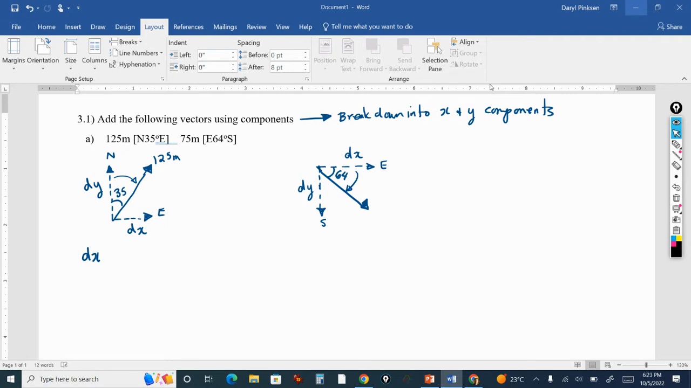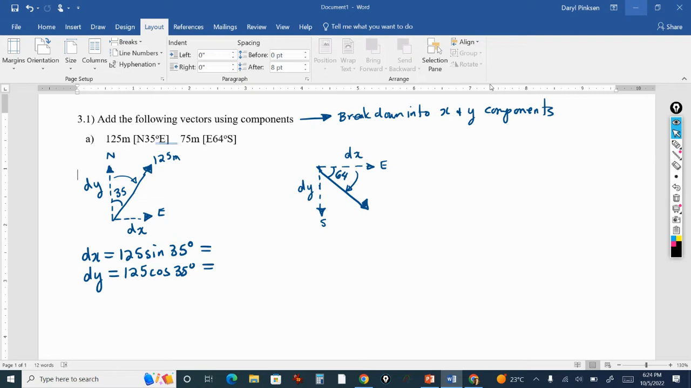In this one here, the dx is going to be 125 sine 35 degrees. Why sine? Because the component here is not touching the 35. And the way it goes is this. Touching gets the cosine, not touching gets the sine. And it works like that every time. And then the dy is going to be 125 cosine 35. So if I were using this angle, I would switch the sine and cosine.